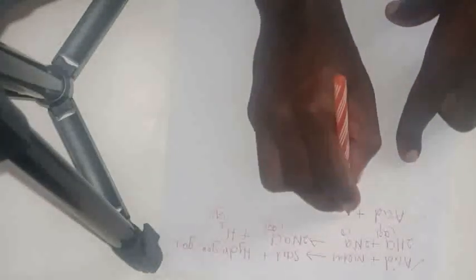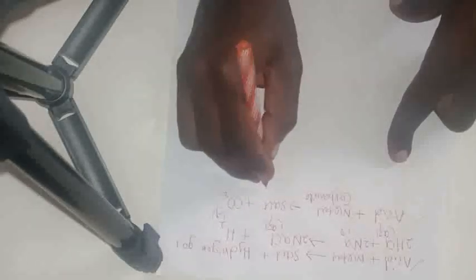An acid can combine with a metal carbonate to give us salts, carbon 4 oxide plus water. I have also said that an acid can react with a metal hydrogen carbonate to give again salts, carbon 4 oxide plus water. Regardless of these parts, be it a metal carbonate or a metal hydrogen carbonate, the products are the same.